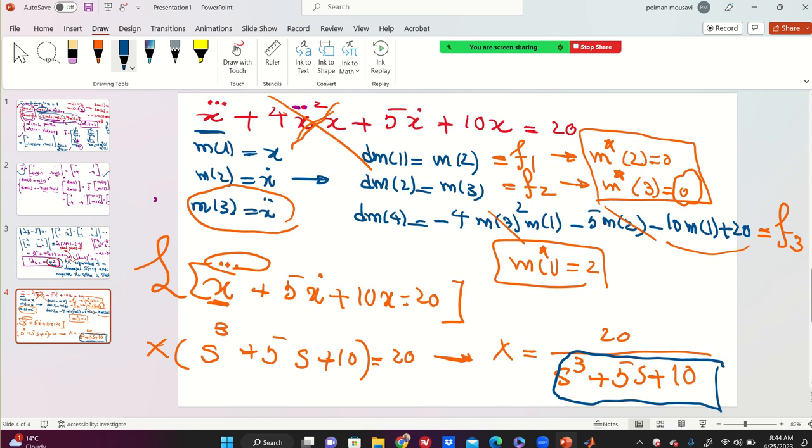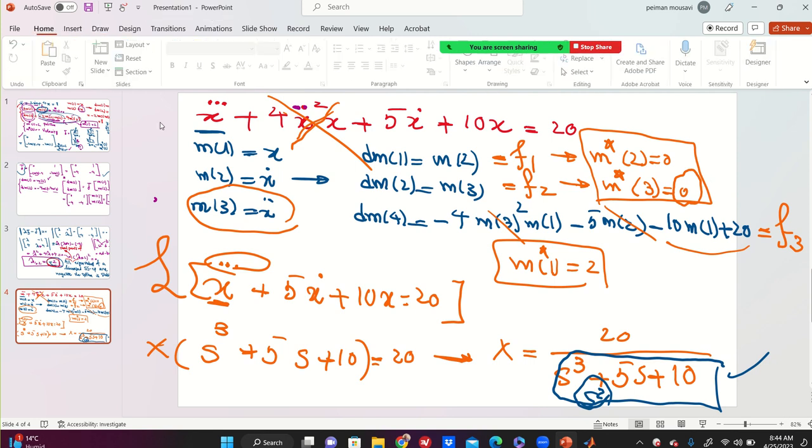So do you see that all the coefficients exist? What are we missing here? We are missing s squared.